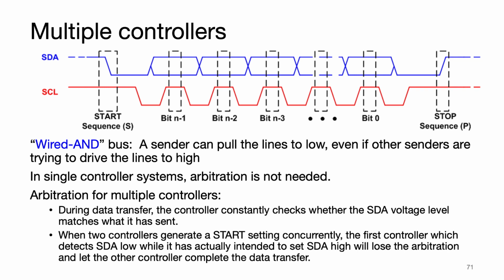And likewise, if two controllers are sending out a stop or start condition, whichever one detects that SDA is low when it didn't mean it has to back off. Even if you were first, if you detected the line going low and you didn't mean it, then you have to give up control of the bus to the other controller. As an edge condition, you rarely have multiple controllers, but it does happen.